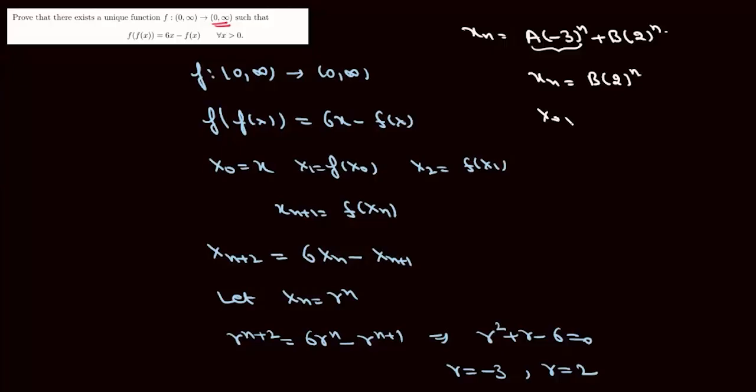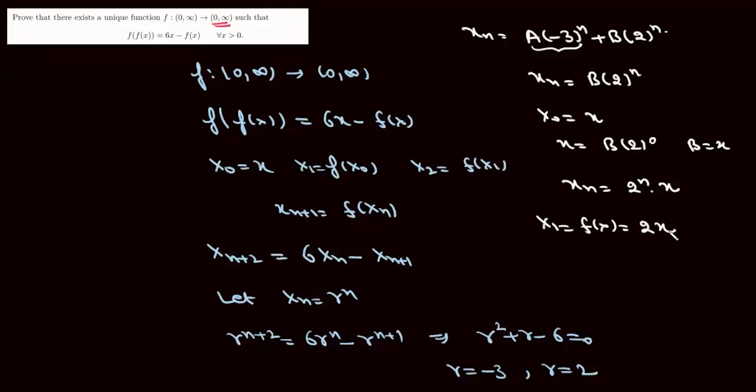Now we know x0 is x. So if we put n as 0, we'll get x equals b times 2 to the power 0. So this b is x. So x_n is 2 to the power n into x. And we want x1, which is f(x). So x1, which is f(x), will be simply 2x. So for this functional equation, we have a unique solution, and this solution is f(x) equals 2x.